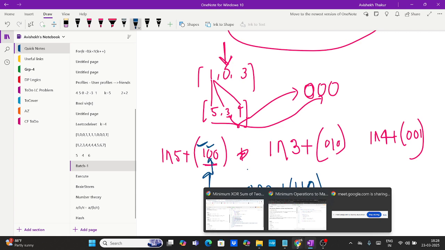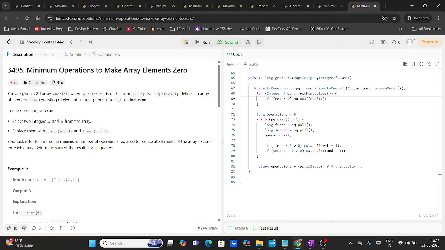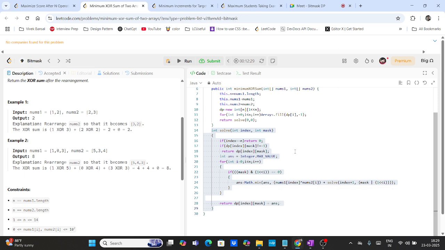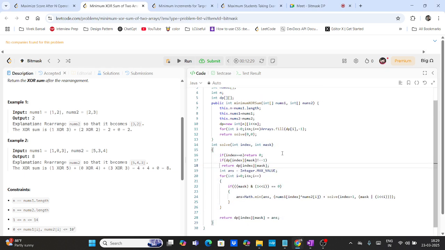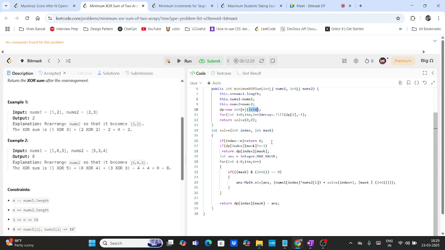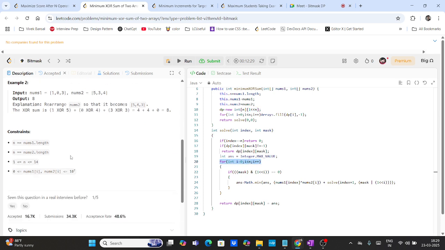What should be the time complexity for this? It's n into n transition. Where is n into n? It's just one left shift. So it is n into 2 power n, into n. That's the answer, which is nothing but 14 into 14 into 2 power 14, and that is within the limits.